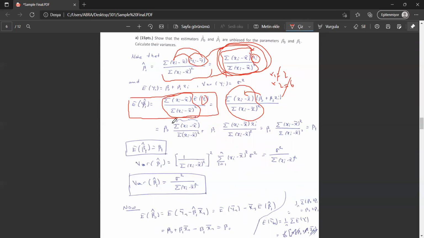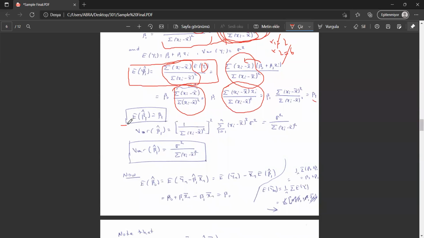And now you can see that this term is 0. Again, you can see how it is done by the notes I have uploaded in the previous week. And this term is 1. Again, you can see it from there. So we have expectation of beta 1 hat as just beta 1. So we can say that beta 1 hat is an unbiased estimator for beta 1, since the expectation of it is equal to the parameter.